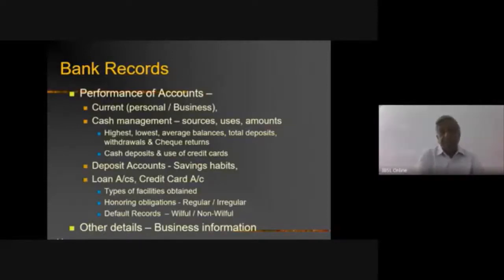Similarly, the cash deposits and use of credit cards, especially for personal customers, how they are using their credit cards. From there, you can find out how they manage their cash. Cash management is very important. Then, similarly, you go through their loan accounts, if they have borrowed earlier, and their credit card accounts. What are the types of facilities they have obtained in the past?